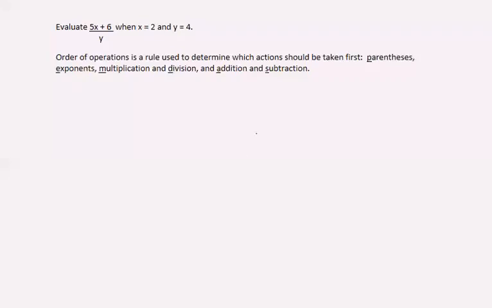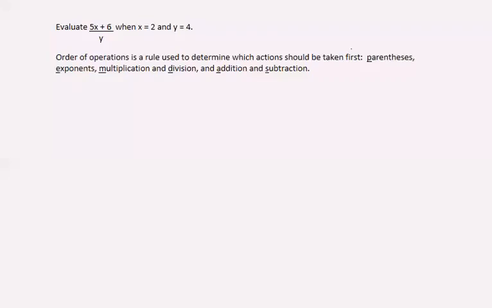Evaluate 5x plus 6 over y when x equals 2 and y equals 4. When approaching this problem, there are kind of two ways to do it. But you always want to keep in mind the order of operations. The order of operations tells you what to do first in a problem, so you'll get it right.